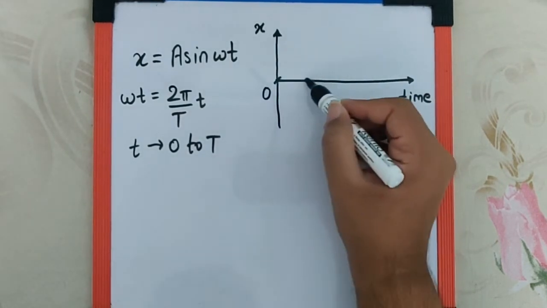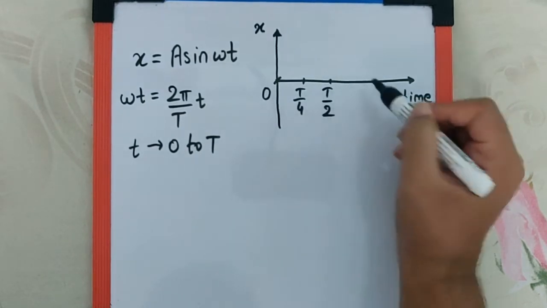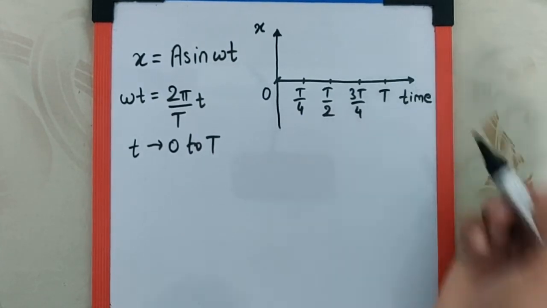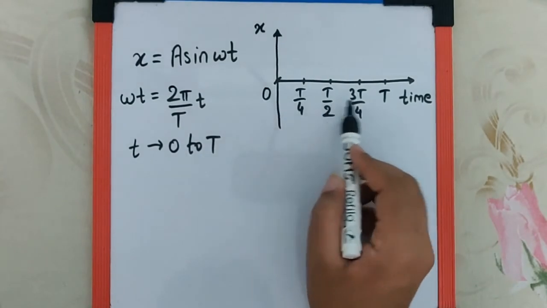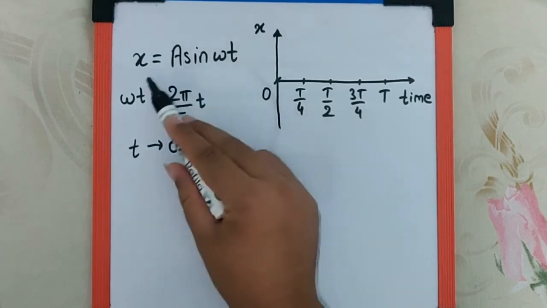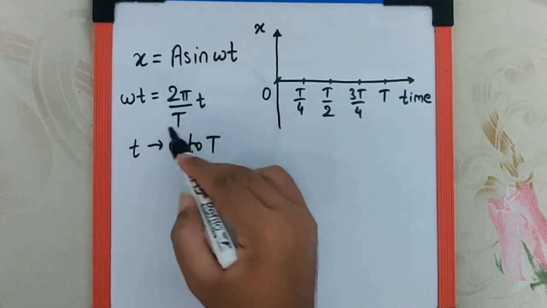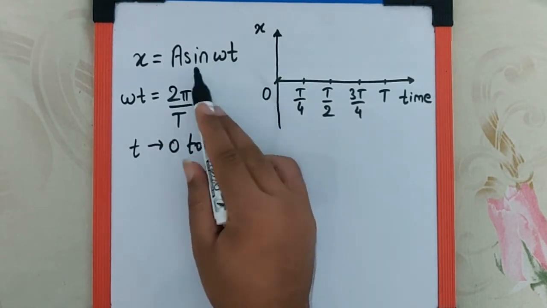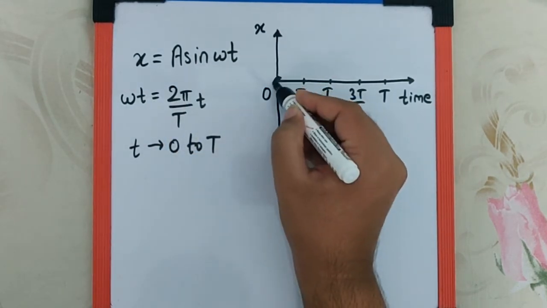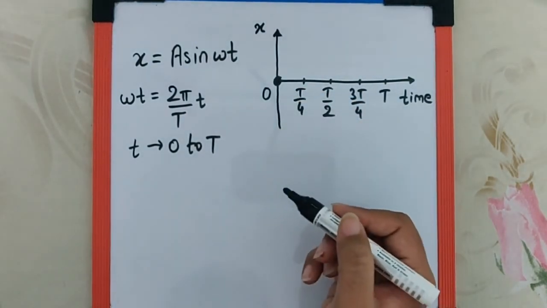Let's say 0 over here, T by 4, T by 2, 3T by 4 and T. Now let's substitute these values one by one in this omega t, and from that calculate the value of x. So if t is 0, this entire term is 0, which means it is sine 0. Sine 0 is 0 itself, which means x is equal to 0. That means the particle's initial position is at x equal to 0.